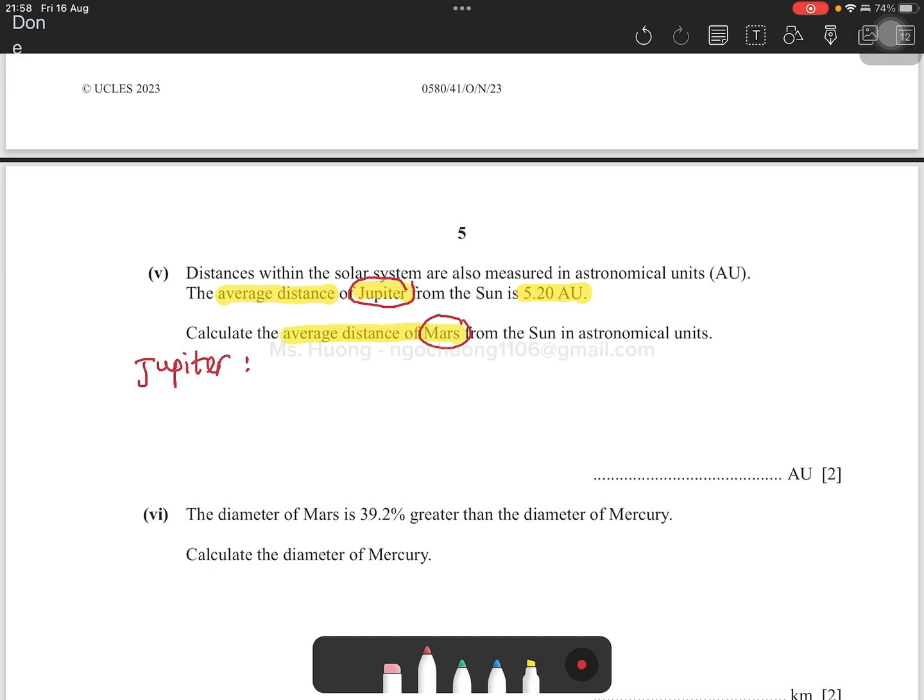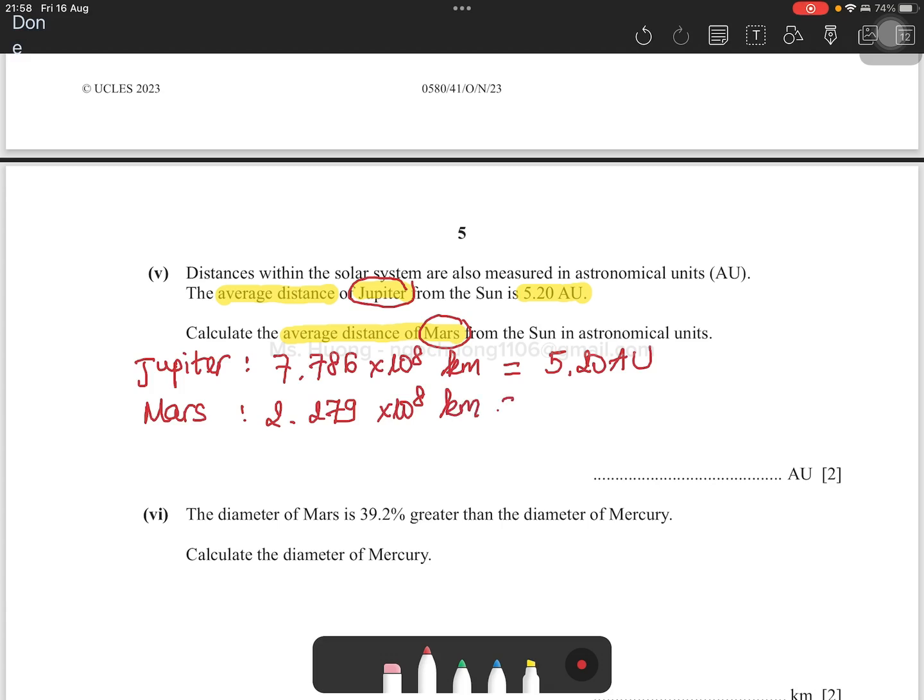The average distance is 7.786 times 10 to the power of 8 kilometers, which is equal to 5.20 AU. And then for Mars, it's 2.279 times 10 to the power of 8 kilometers. So this one is how many AU?